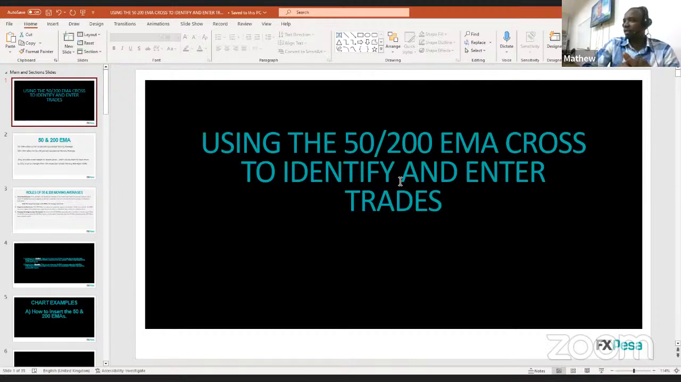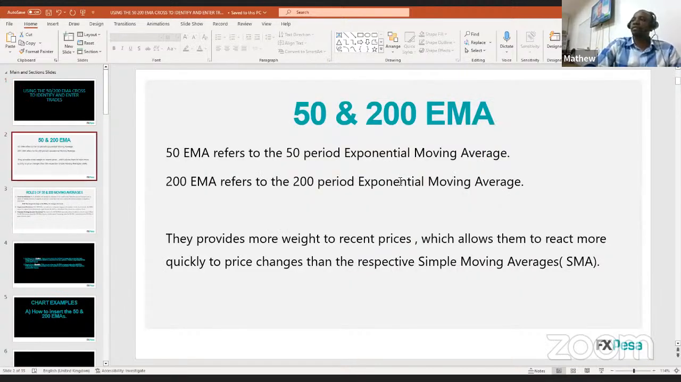Make sure that you understand that what we'll be using today is something that you can use on your trades: using the 50-200 EMA cross to identify trades. So what is the 50 and the 200 EMA? The 50 EMA refers to the 50 period exponential moving average. The 200 EMA refers to the 200 period exponential moving average.